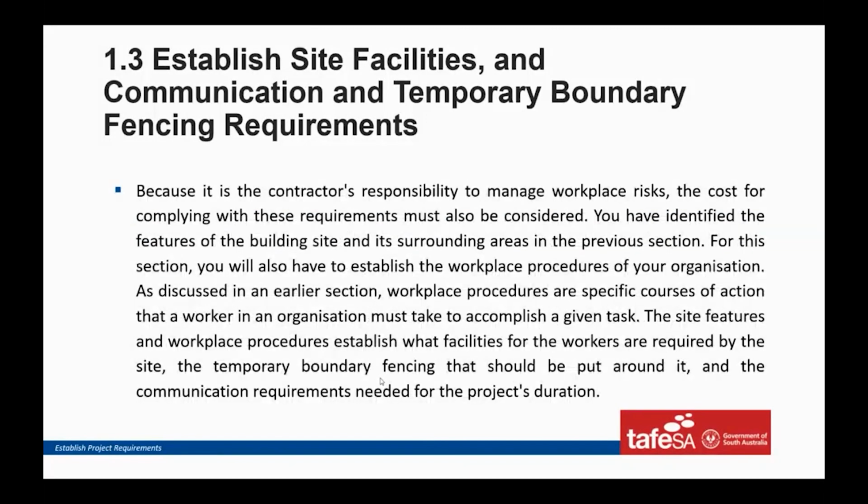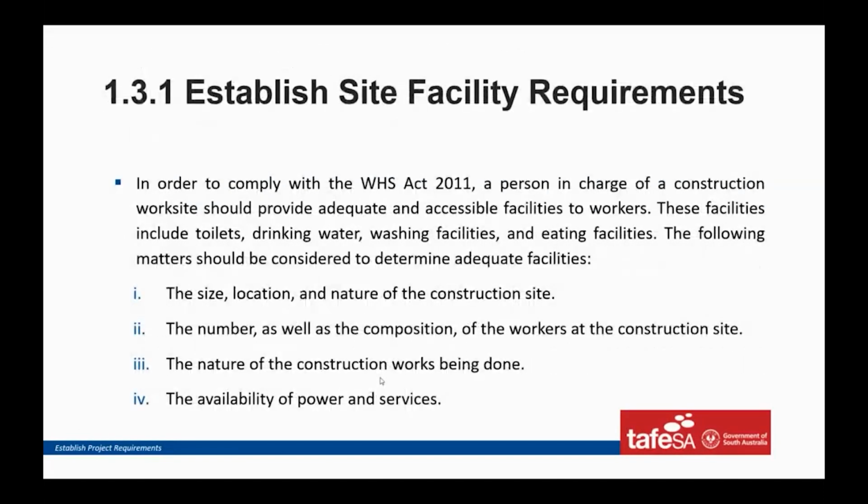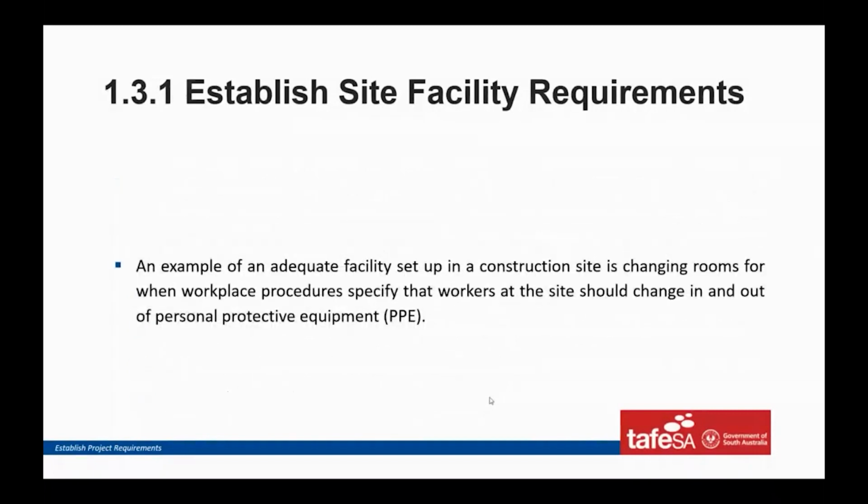All right, so here's the contractor's responsibility, which is to manage workplace risks. And so you need to actually read some of this. These are huge, and they're key parts. Site facility requirements, okay. So the WHS, you should have the size, location, nature of the construction site, the number, as well as the composition of the workers at the construction site, what's the nature of the work, and the availability of power and facilities.